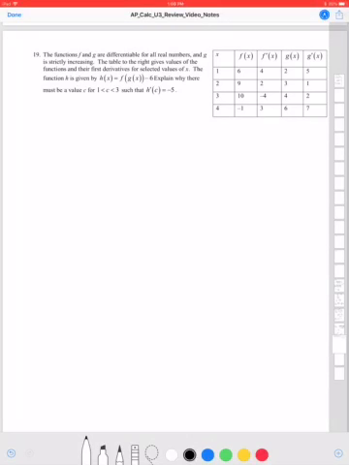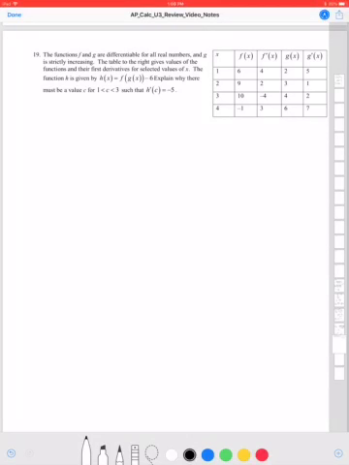The table to the right gives the values of the functions and the derivatives for selected values of x. Function h is given by h of x equals f of g of x minus 6. Explain why there must be a value c between 1 and 3 such that the derivative at that point is negative 5. So when you see a question that says, why must there be a value? That's usually the mean value theorem.